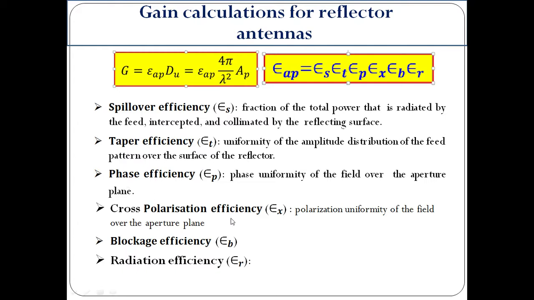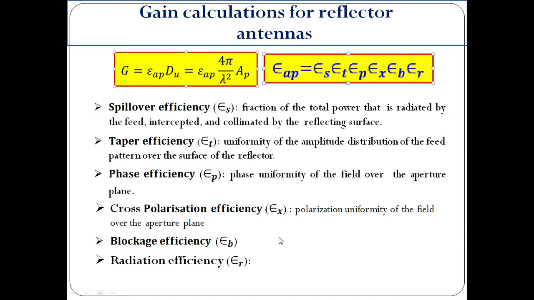Cross polarization efficiency is the polarization uniformity of the field over the aperture plane. What is blockage efficiency? If there is more blockage from the feed, by taking a larger value of F body, this results in a lesser value of blockage efficiency. Try to increase the value of blockage efficiency and reduce the effect due to blockage. There is not much effect due to radiation efficiency on the parameter epsilon AP. It is negligible but still to be considered.